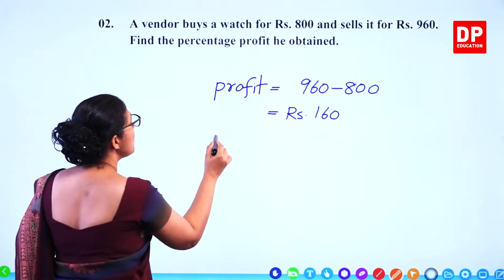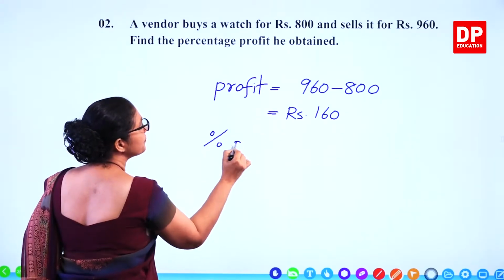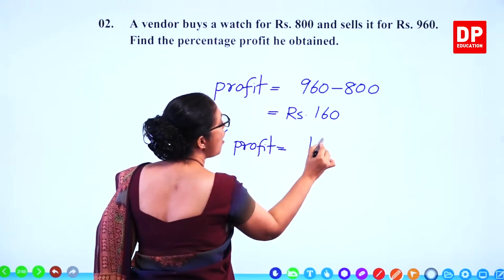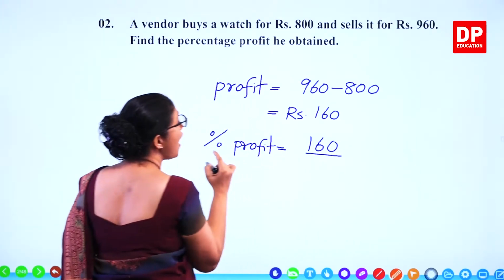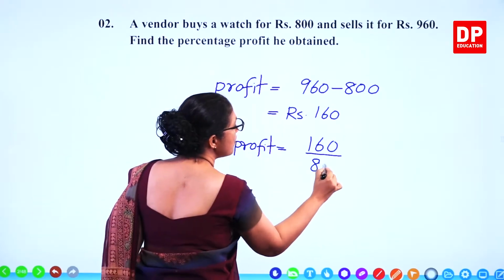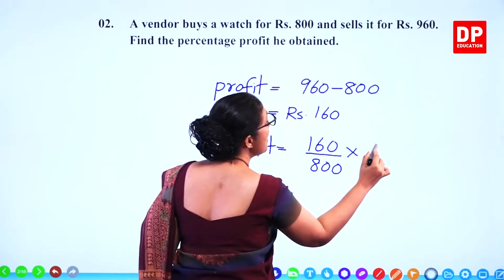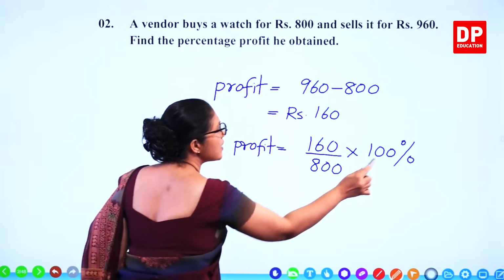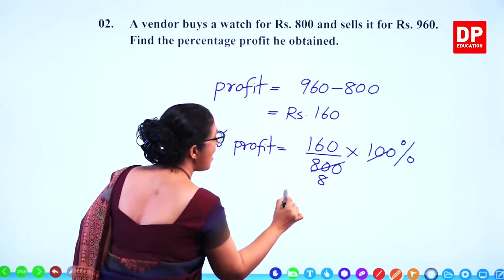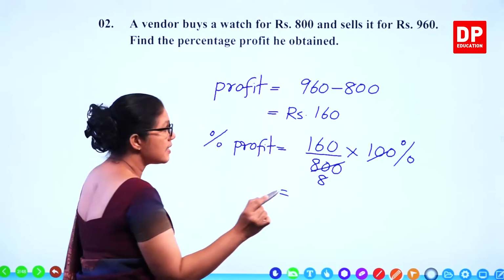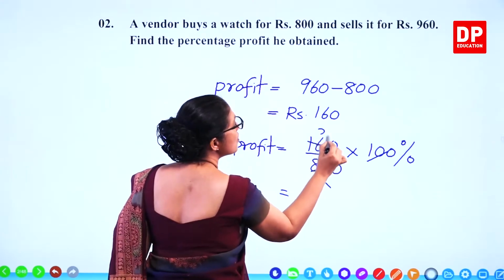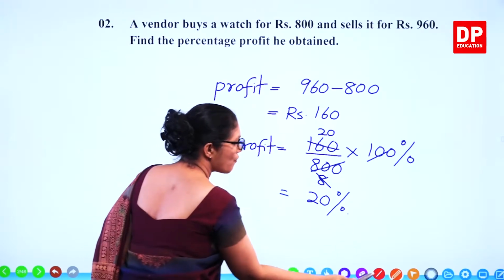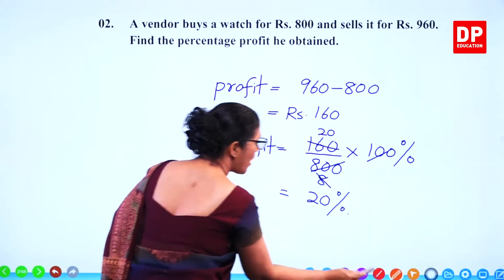So how do you find the profit percentage? The amount of the profit divided by the buying price. Remember, always we have to divide by the buying price, times 100%. So you get 160 over 800. 160 divided by 8 is 20. So 20% is the percentage profit. So you get 2 marks.